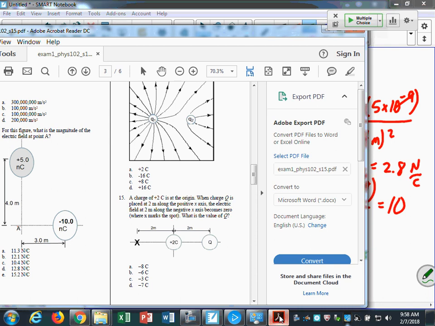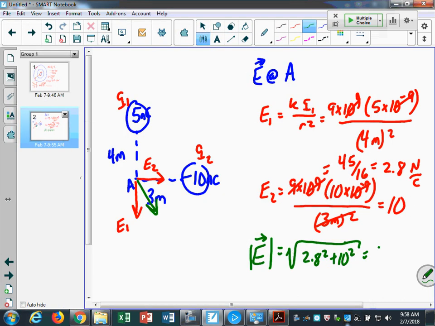Was it C? Does anybody know? Or A? What is it? 10.38? Okay, so 10.4. So that is the electric field at that point.